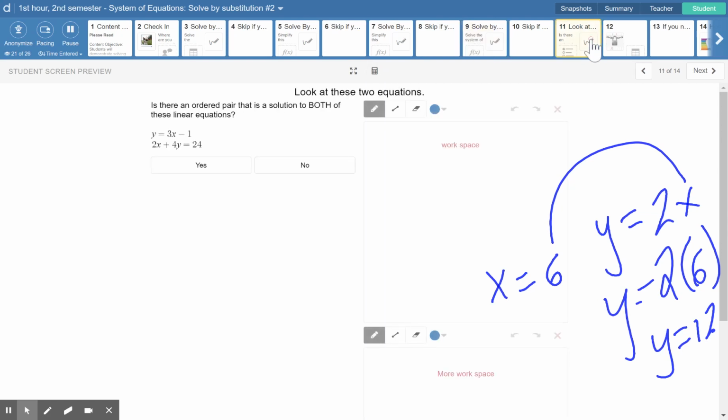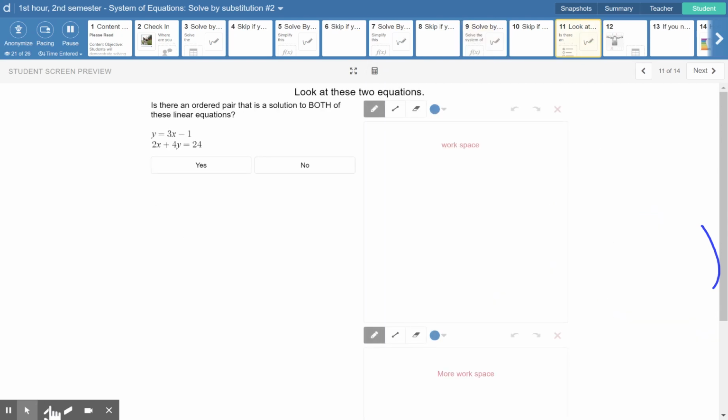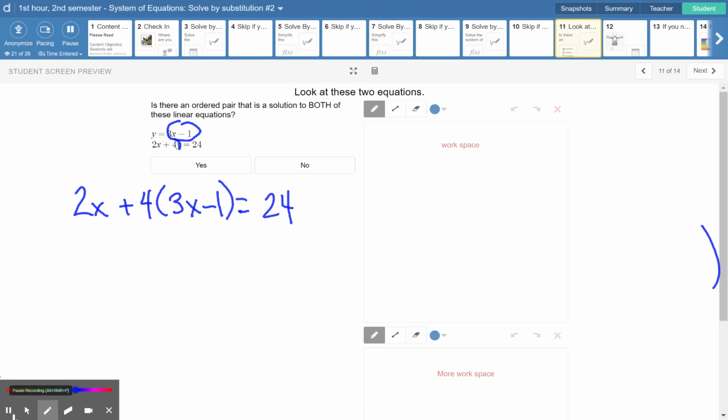Now slide 11 and 12 go together. We have the y that is isolated. So we can plug that in. Then we have 2x plus 4. Now instead of y, we're putting what it equals. In this case, we're putting in the 3x minus 1. And then equals the 24. You want to make sure that you drop down the 2x and then distribute. We have 4 times 3x, which is 12x. And then 4 times negative 1, which is negative 4. And then equals the 24.